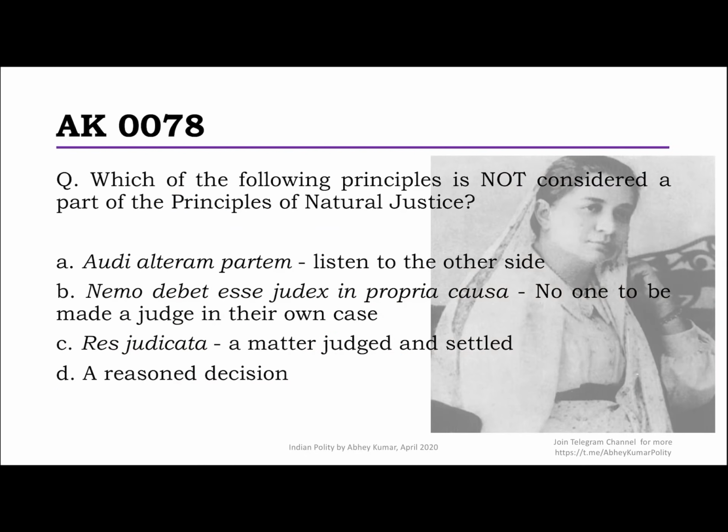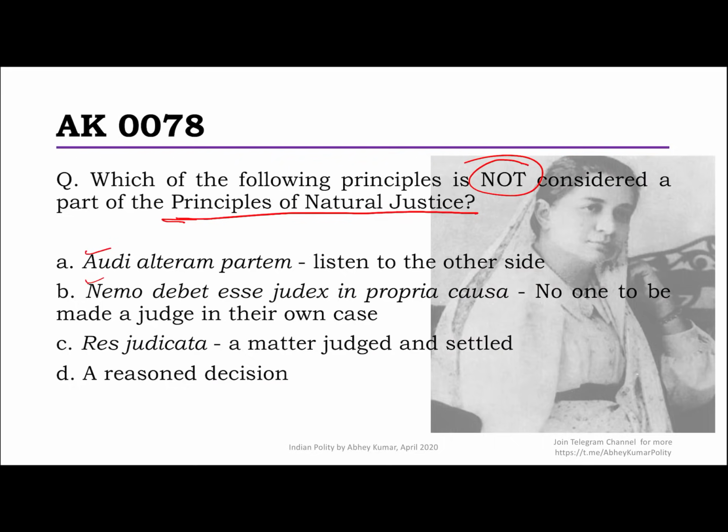Which of the following principles is not considered a part of the principles of natural justice? Now let's quickly understand principles of natural justice. Essentially, there are just two maxims, as it is understood in the common law countries. From these two, many rules have grown to take care of new situations. Audi alteram partem, which simply means listen to the other side, hear the other side. And the second one, which means no one to be made a judge in their own cause. I cannot check my own answers, of course. So these two are the essential principles.